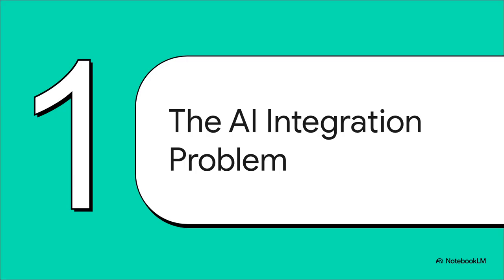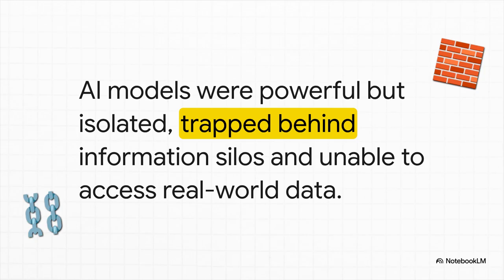Okay, so to really get why MCP is such a game changer, you've got to understand the absolute mess it was designed to fix. Think about it. Even the smartest large language models were essentially stuck. The AI company Anthropic described them as being trapped behind information silos, and that's the perfect way to put it. They were brilliant, but they couldn't see real-time data or use any outside tools. Every single connection was a painful, custom-built, one-off job.